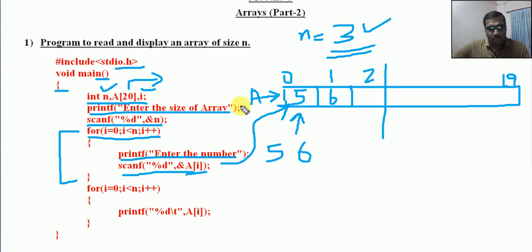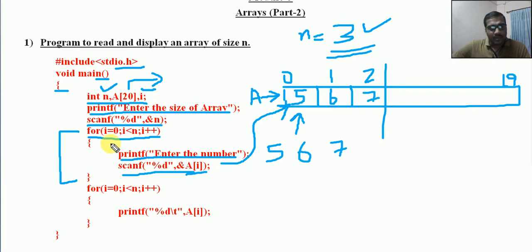that is 2. 2 less than 3, that is again true. It will enter into the loop, enter the number, scanf %d ampersand a of 2. So a of 2 means here the address of this one. There I can read the value. For example, I am reading 7. It will be assigned to the address of a of 2.